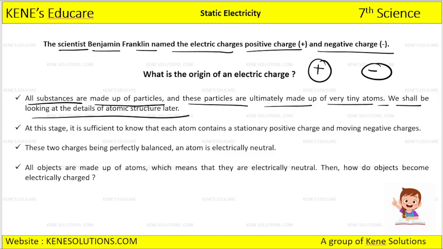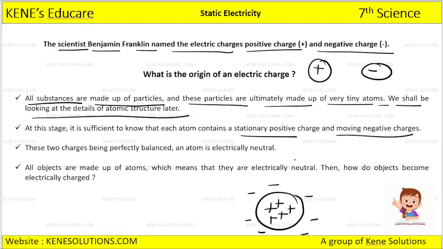We will study atomic structure later. At this stage, it is sufficient to know that each atom combines a stationary positive charge and a moving negative charge. Positive charge is always stationary, which is always present inside the nucleus, and negative charge is always moving around the nucleus. And these two charges being perfectly balanced, an atom is electrically neutral. There are as many positive charges as negative charges, so the atom is said to be balanced, neutral.